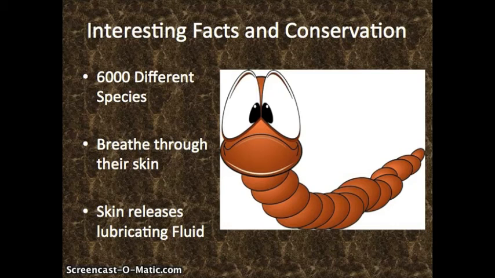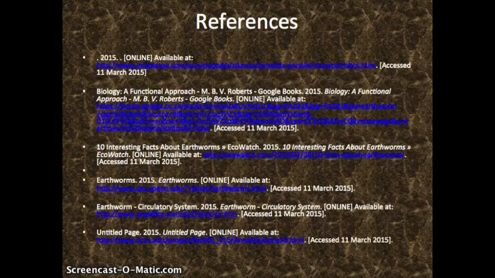Earthworms lack lungs or other specialized respiratory organs. Therefore, earthworms breathe through their skin. The skin releases a lubricating fluid that makes moving through the underground burrows easier and helps keep the skin moist.